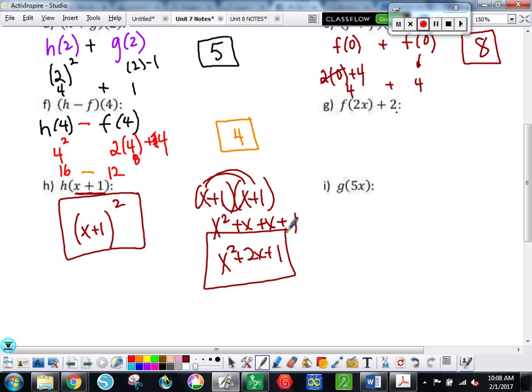What about part I? What's the G function? Okay, so we're going to put this into the G function. Everywhere there's an X, you put the answer.